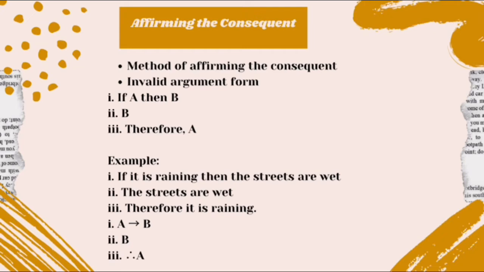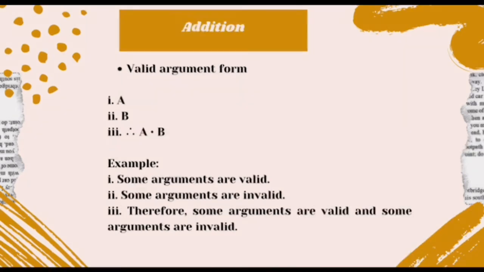It is in the structure of if A then B, B, therefore A. So for instance, if it is raining, then the streets are wet. The streets are wet, therefore it is raining. It is invalid because it is not always the case that if the streets are wet, it is because of the rain. There are some instances where the streets are wet because someone is intentionally wetting the streets for some reason, or any situation that can wet the streets other than the rain. You can also represent this argument like how we did in modus ponens.